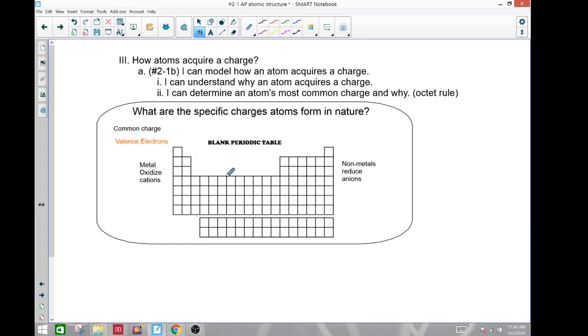We want to make sure we know the number of valence electrons here: 2, 3, 4, 5, 6, 7, 8. We would spend a lot of time on this in regular chemistry, so we're kind of glossing over this. This is the gainers here. So this is going to be gaining 1 for a -1, -2, -3.